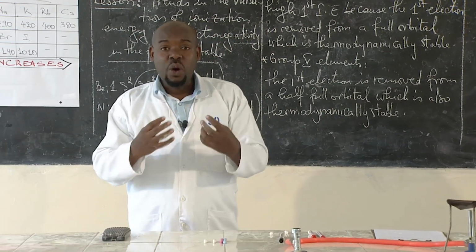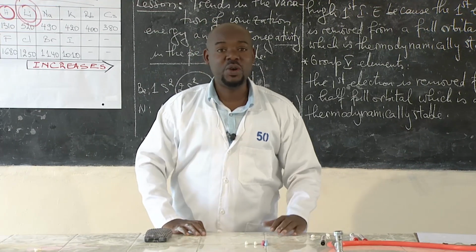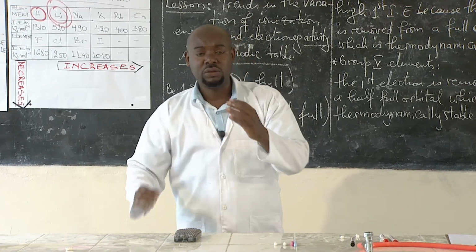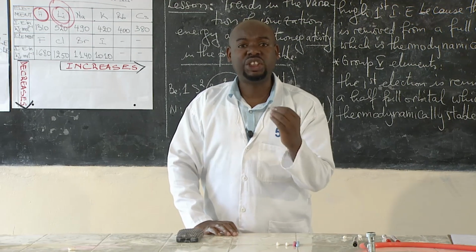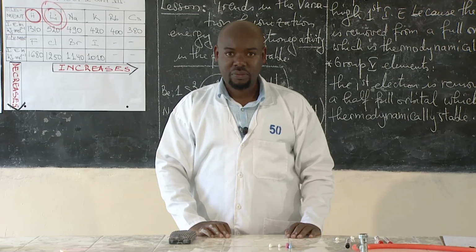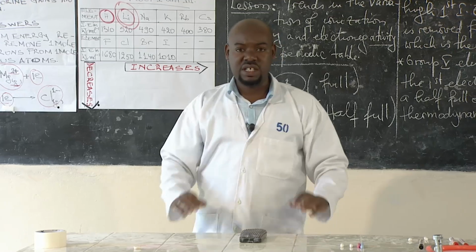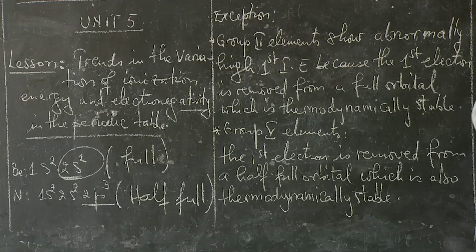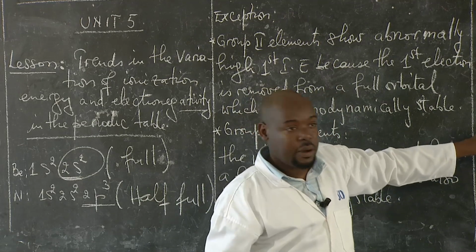So, how does that electronegativity vary when you move across the period and when you move down the group? That tendency of attracting bonding pairs towards themselves, how does it change in the periodic table? We can use atomic radius to explain how this electronegativity changes. First of all, let us have a look at the data we have here.